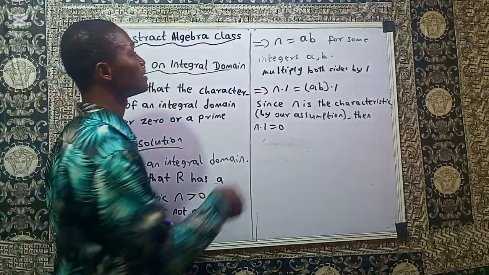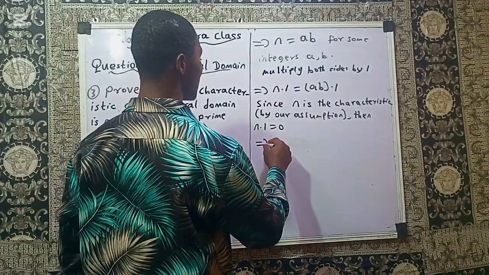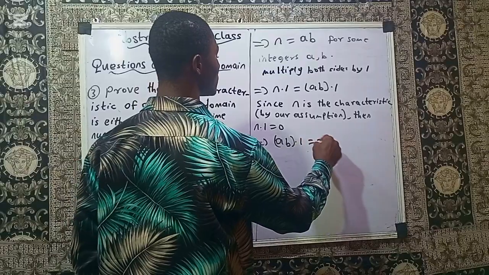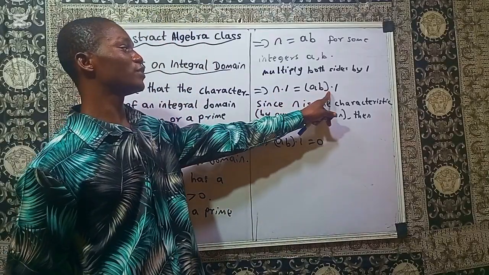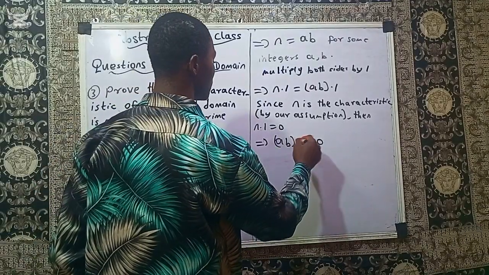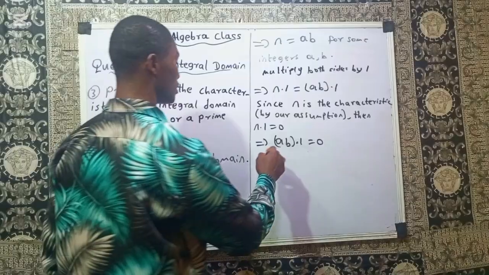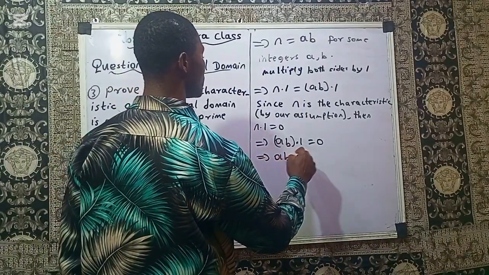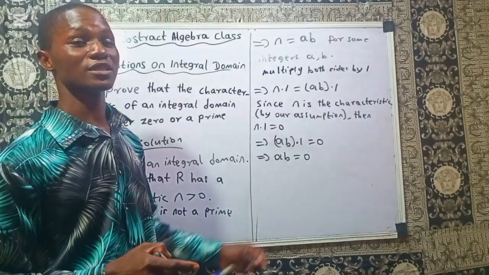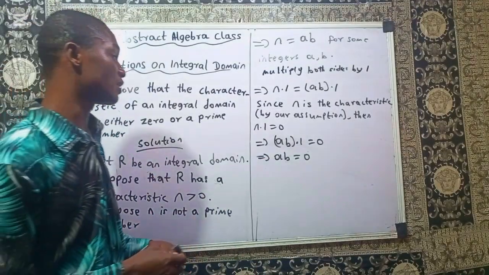So it means that in this equation, this side will be 0. This implies that ab times 1 is 0. But we know that ab times 1 is the same thing as ab. So this implies ab is equal to 0, because any element multiplied by the identity of the ring gives you back that very element.